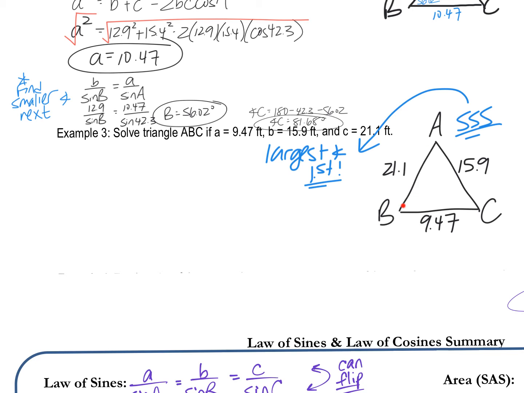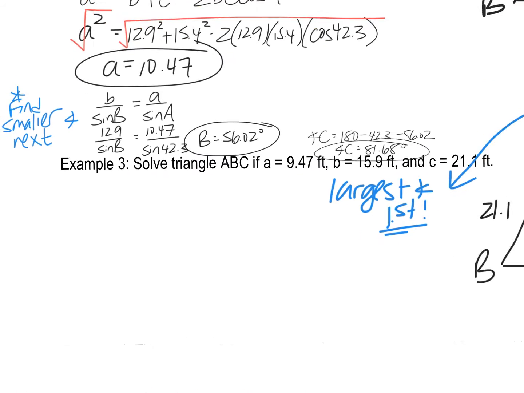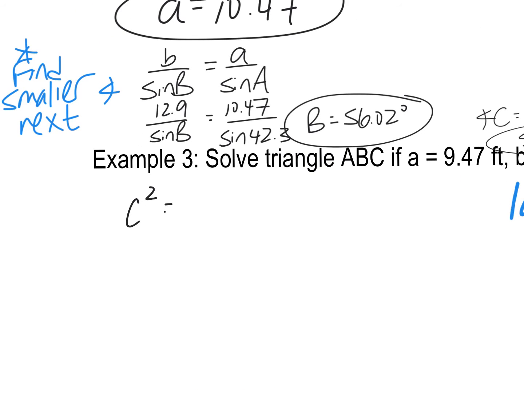So which is our largest side here? It's this one. That means that I need to find angle C first, which means I need to use the formula that starts with C squared. All right, so I'm going to write C squared equals A squared plus B squared minus 2AB cosine C. So I'm using the C squared formula because C is the largest side and I have to find the largest angle first. I'm going to plug in all the numbers and crunch, and you can go ahead and pause the video and do the same, and then I'll talk about what to do after that.